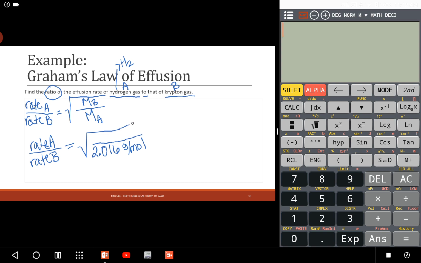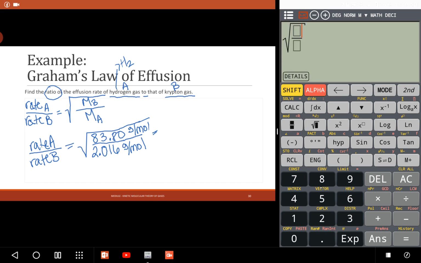And I'll show you on the calculator that it's the same both ways. And then krypton is 83.80 grams per mole. So you can see here our units match, and so our units cancel out. So that will be the square root of 83.80 divided by 2.016.